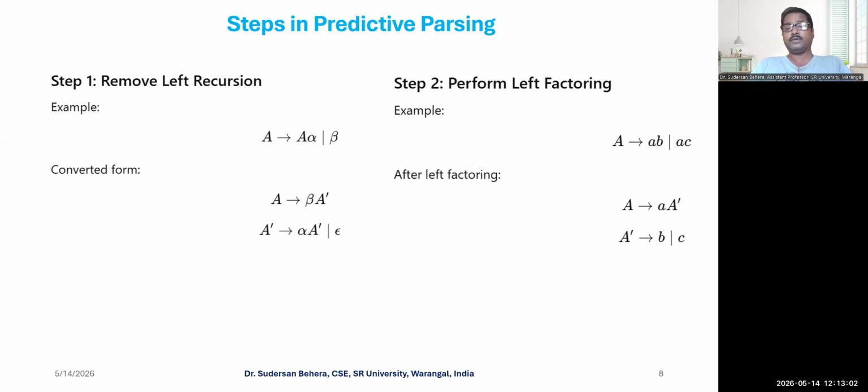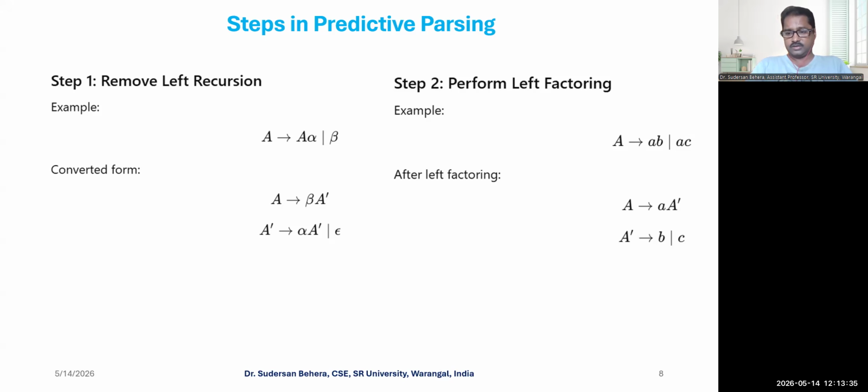What is left factoring? I told you, if there are multiple productions for a non-terminal and most of the productions start with the same symbol, then that is called left factoring. This left factoring needs to be eliminated. Here you can see A derives small a b, and another production capital A derives small a c. That means capital A is a single non-terminal.